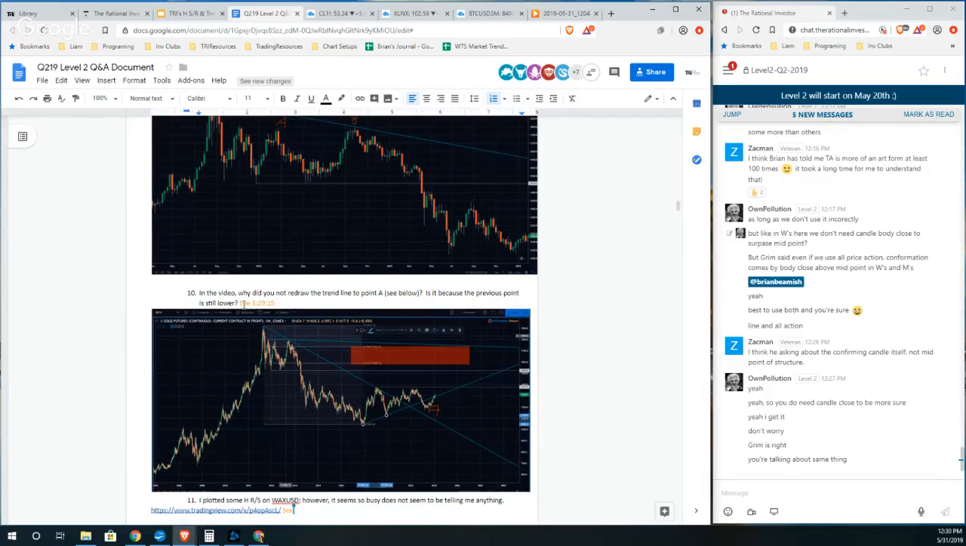Okay, number 10. In the video, why did you not redraw the trend line to point A? See below. Is it because the previous point is still lower? Yeah. So you could do, if price does get up through the middle here, you could do one off of here to here as another trend line.